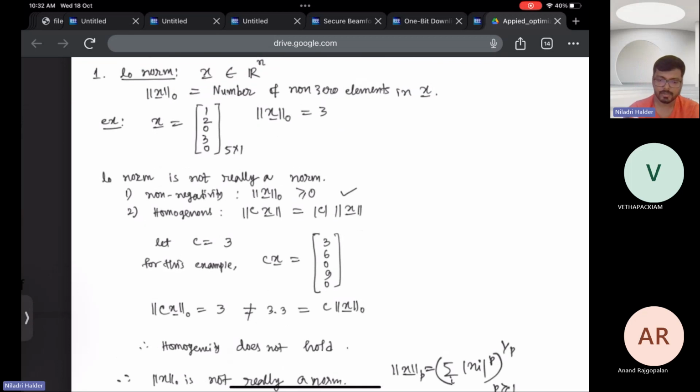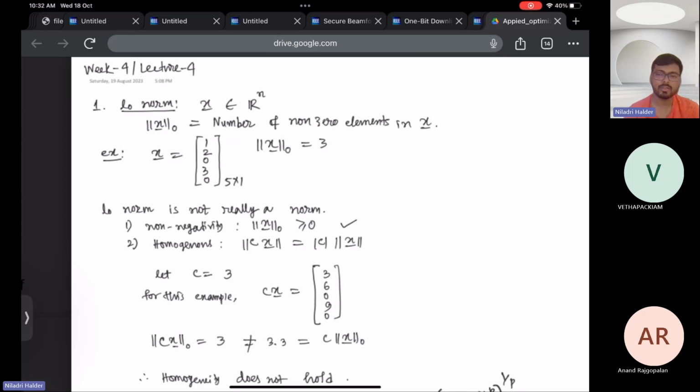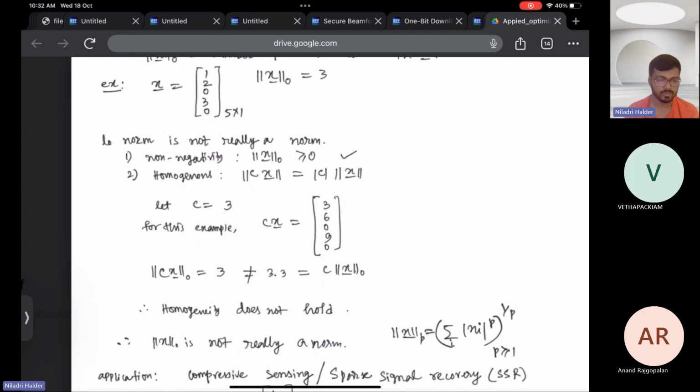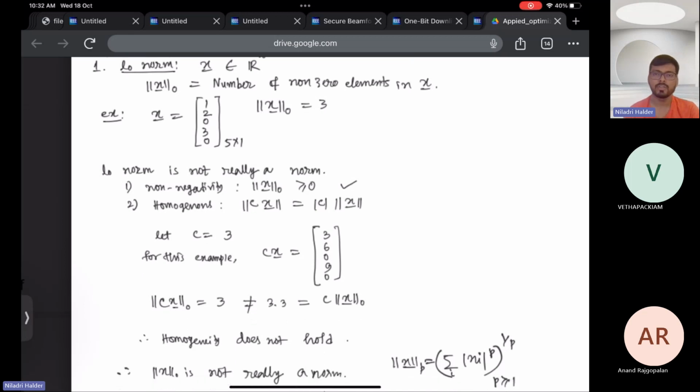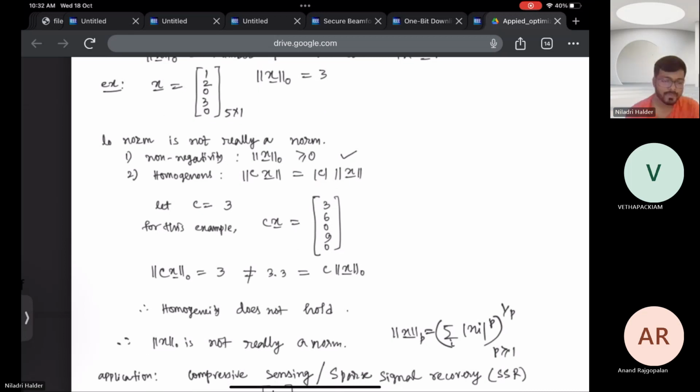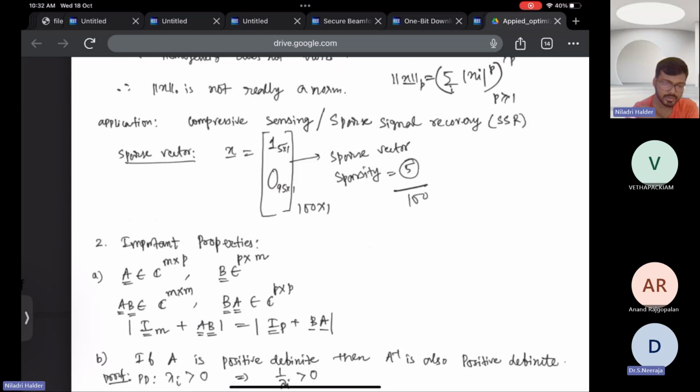L0 norm. What is the L0 norm? L0 norm is just the number of non-zero elements. So for this vector, we need to find out the L0 norm. That means we need to calculate how many non-zero elements are there. Okay, then important properties.